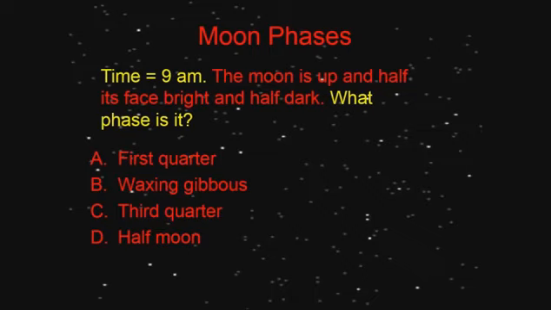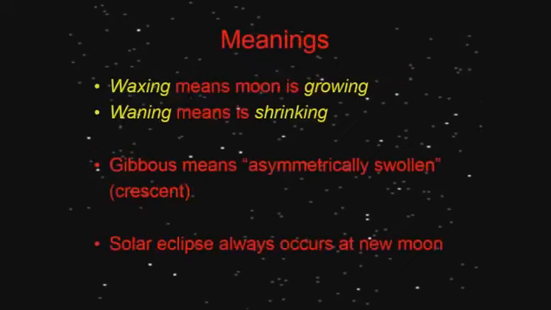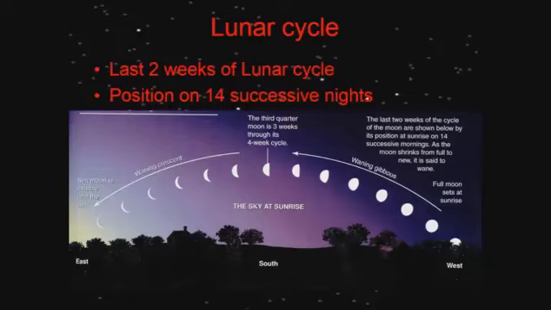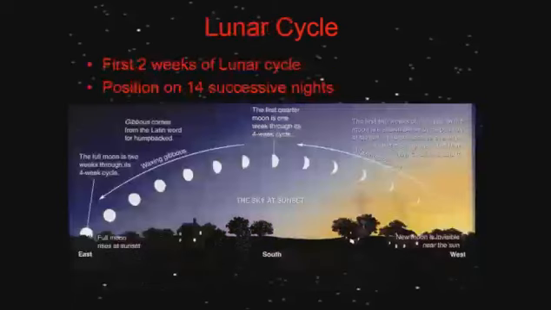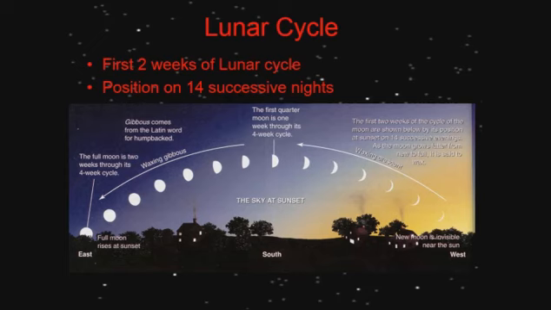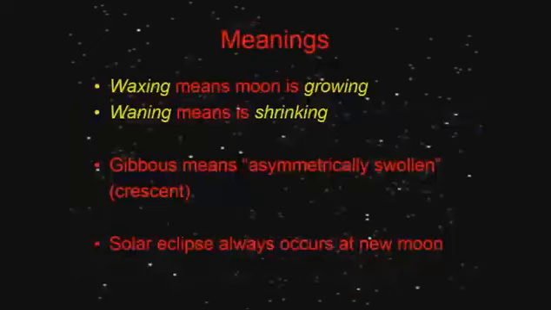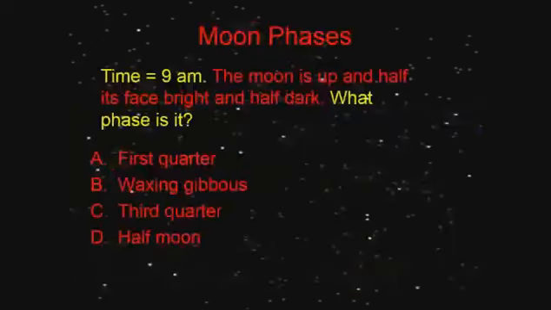So do a little test here. The time is 9 AM. The moon is up, and half its face is bright and half is dark. What phase is it? So go back to the previous slides. You can replay these and take a look at these, or take a look through the book. It has similar diagrams to this, and you can actually tell. So I'll leave it to you to figure this particular question out, but I will give you the answer.